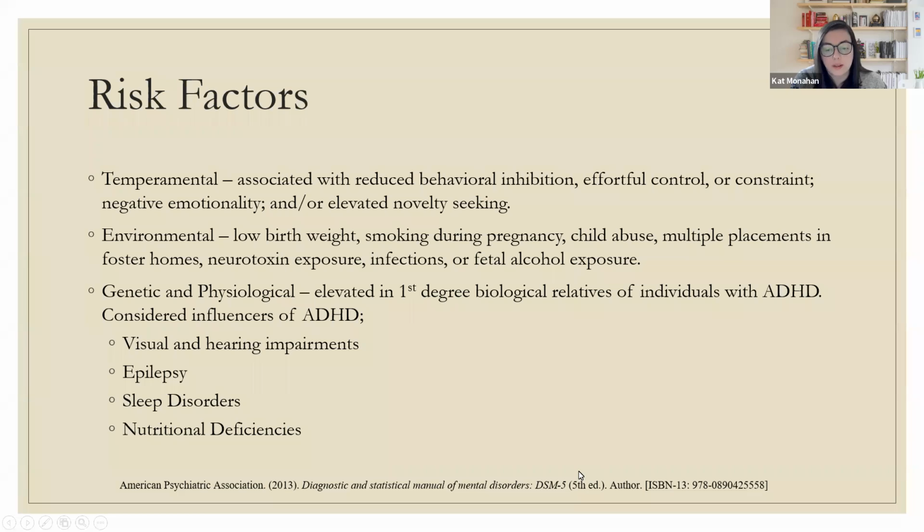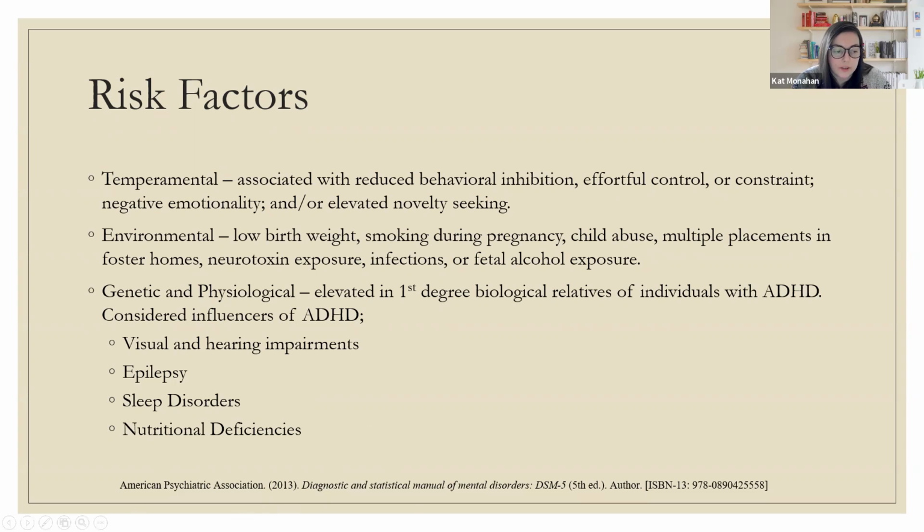Risk factors for the development of ADHD. Some temperamental risk factors include behavior inhibition, effortful control or constraint, negative emotionality, and or elevated novelty seeking. These traits are not specific to the disorder, but may predispose children to ADHD. Some environmental risk factors include being born with a low birth weight. This conveys a 2 to 3-fold risk for ADHD, but most children with low birth weight do not develop the disorder. There is some evidence that associates smoking during pregnancy with ADHD, but it reflects more of a genetic risk. There also may be some history of child abuse, neglect, multiple placements in foster homes, exposure to neurotoxins, infections like encephalitis, and alcohol exposure in utero that may correlate with the development of ADHD.